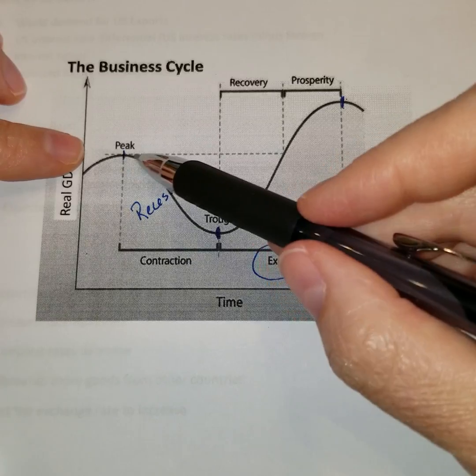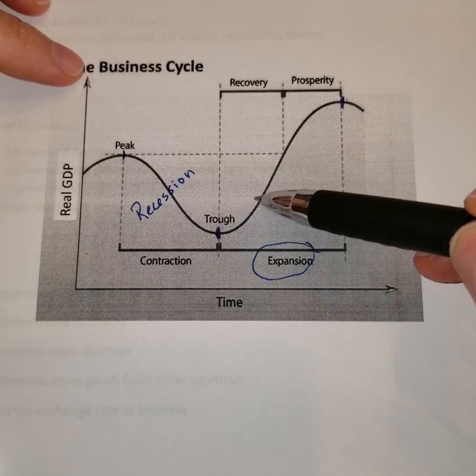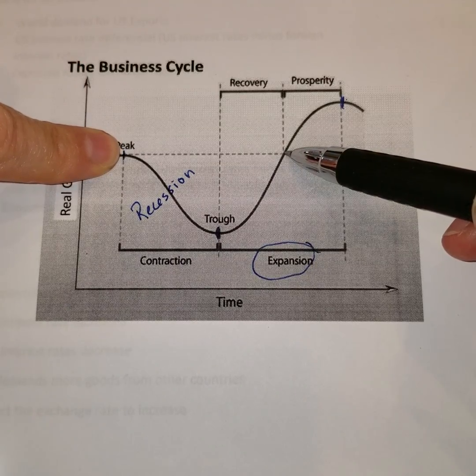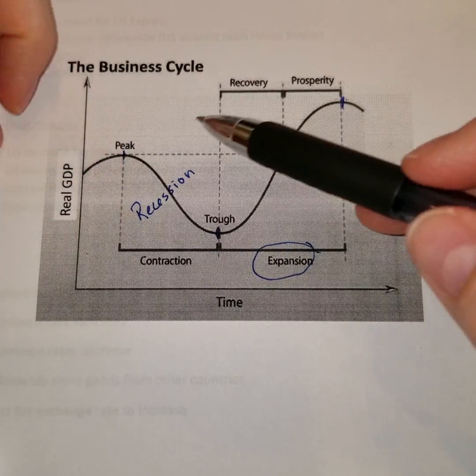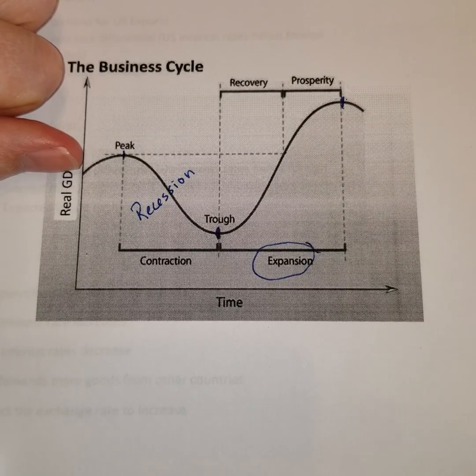Here, this section is where we're just getting back to where we were before, when we're back to the original GDP. After that, when we have increases in excess of where we started, then we can call that prosperity.